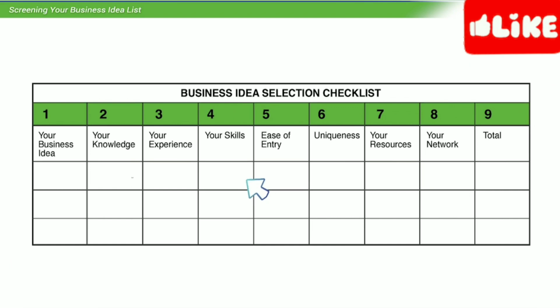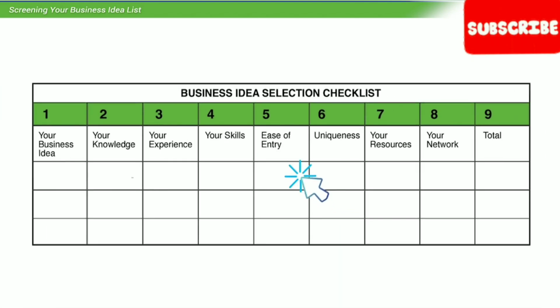Column 4 is for the level of your skills that will be necessary to the business. It will also determine how much time you will need to learn those skills. Indicate 0 if you have none, 1 if you have limited skills, 2 if you have some skills, and 3 if you have an extensive set of skills relevant to the business.